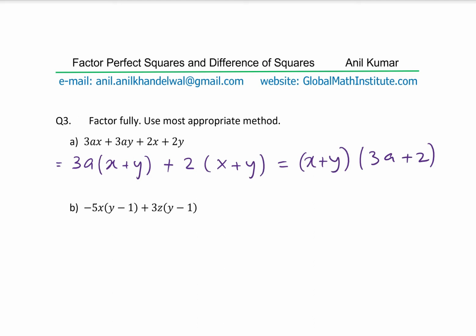The next one here is -5x(y - 1) + 3z(y - 1). Well, y - 1 is a common factor, so we'll take this. We'll get (y - 1)(-5x + 3z). So that becomes the solution. So we got all these solutions. The answers are underlined.